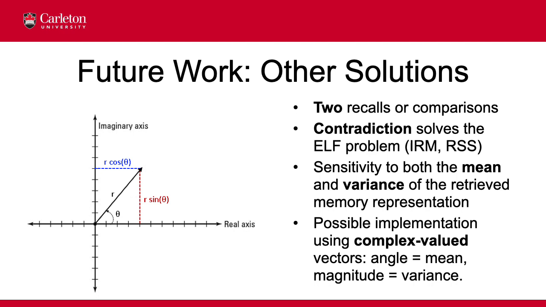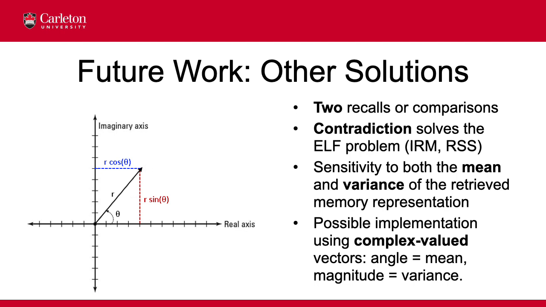RSS and IRM propose contradiction as what's missing from Minerva. But the IRM's notion of contradiction is more accurately a sensitivity to the variance of the retrieved information from memory. We speculate that a memory model built on retrieving both the information content and the confidence in that information content may be better able to handle the fan effect and ELF effect tasks.